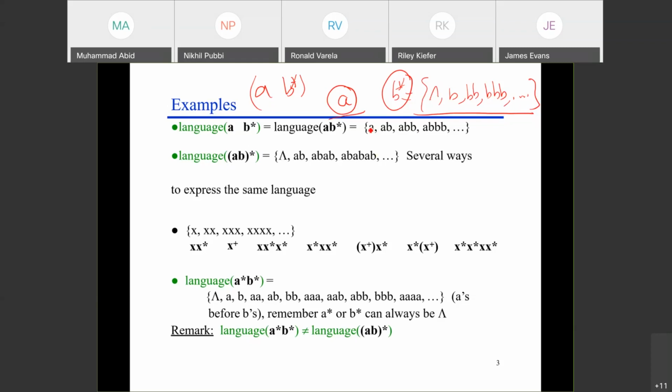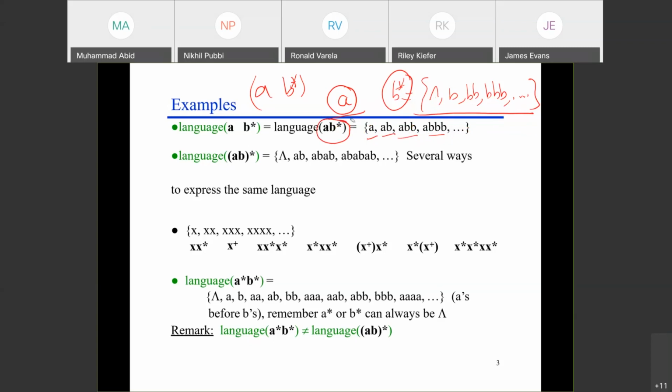So I have A lambda, and you know that when lambda is concatenated with any letter, it will vanish. So I have only A here. Okay, I combine A with one B, I have AB here. A with two B's, I have ABB here. A with three B's, ABBB here, and so on. So now we have a new language, and this language is the representation of AB star.